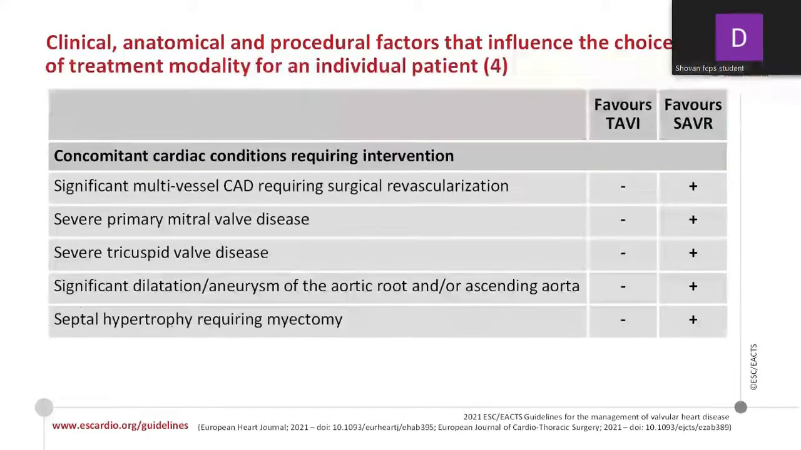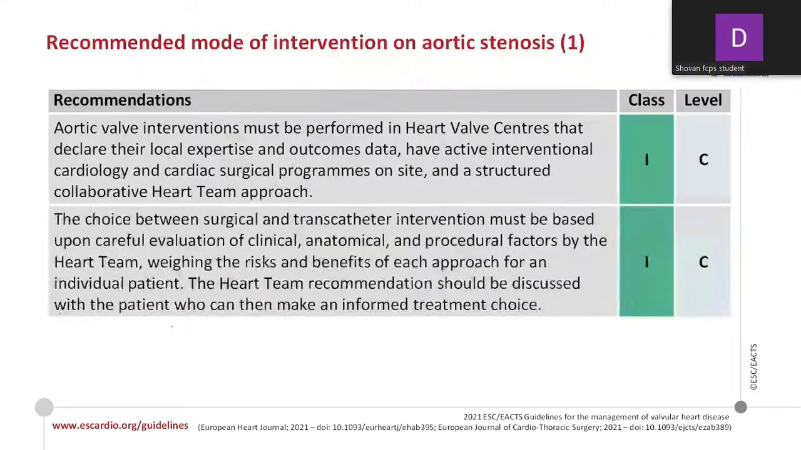And in patients with significant multivessel coronary artery disease, severe primary mitral disease, severe tricuspid valve disease, significant dilatation or aneurysm of the ascending aorta, and septal hypertrophy requiring myectomy, in those cases we always try to do the surgical aortic valve replacement. There is also a class 1 indication that aortic valve surgery should be done in a heart valve center with proper expertise.